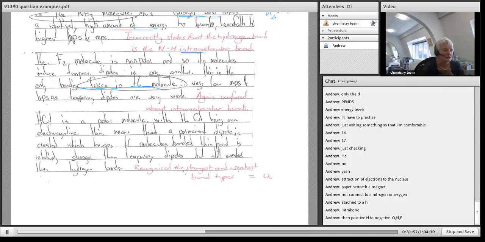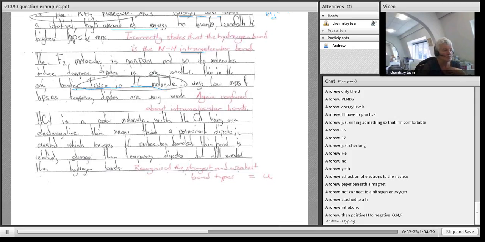And again, the last bit, they got enough there for an achieved level. Okay, where they've said that HCl is a polar molecule, so it's got a permanent dipole, which keeps the molecules bonded. So it's saying it's a bond between the molecules. So he has stated that is, sorry.